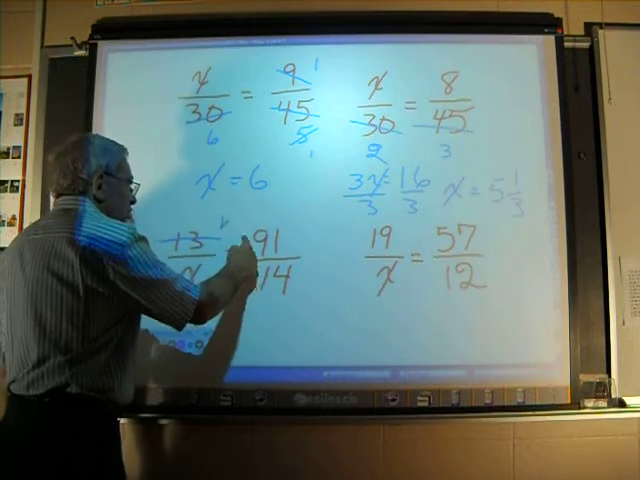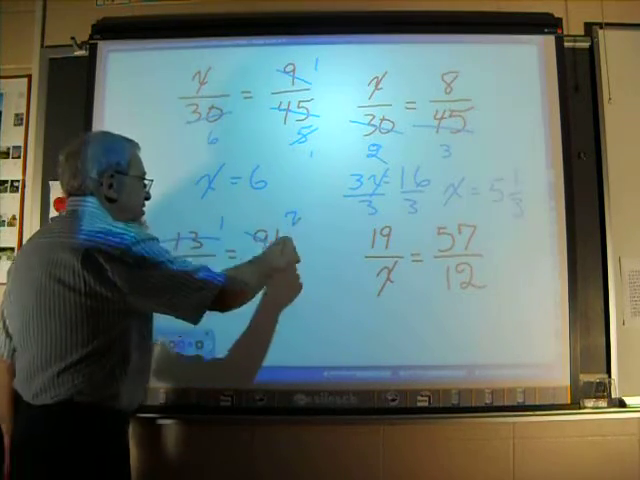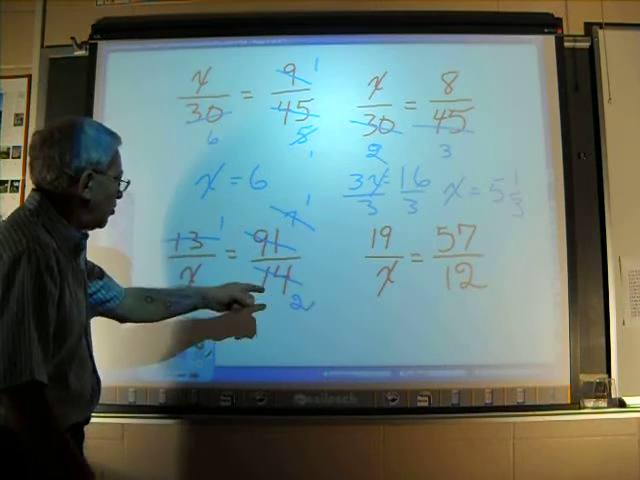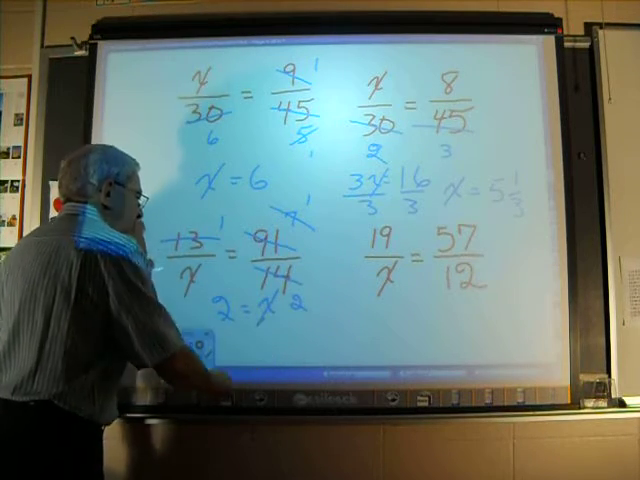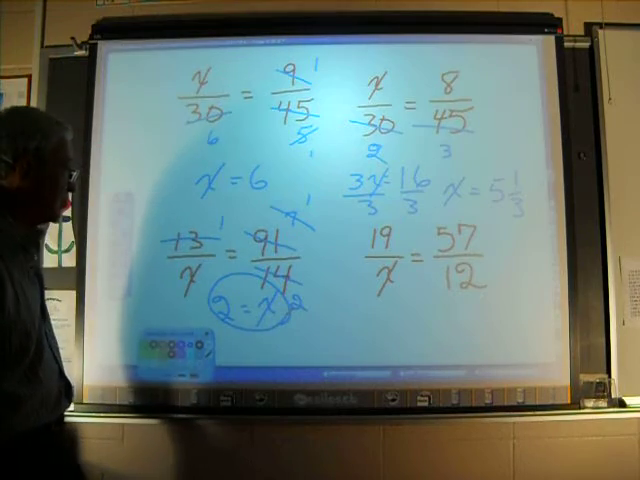Now here, 13 goes directly into 91. 13 into 13 is 1, 13 into 91 is 7. And then I can reduce the 7/14. 7 into 7 is 1, 7 into 14 is 2, 1 times 2 is 2, x times 1 is x. So here I have my answer right away, x is equal to 2.